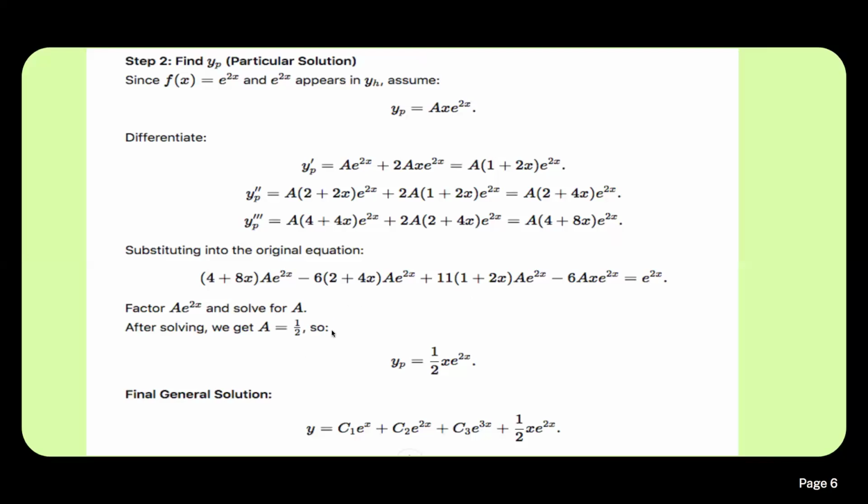Then with a simple calculation, we get a equals 1 over 2. So yp is 1 over 2 x e^(2x). Then the general solution is y equals yh plus yp.